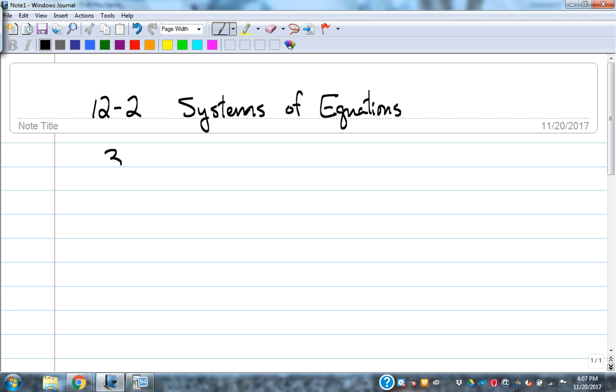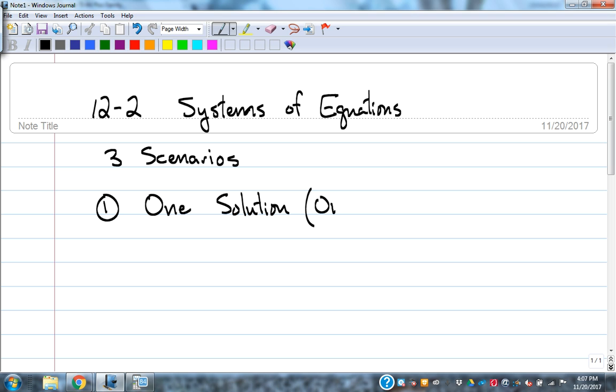All right. There are 3 scenarios with any system of equations, whether it's got 2 variables or 26 variables. There are only 3 scenarios that can happen. The first one, the most common, is that there's one solution. If you were graphing, that would be one intersection. We're not graphing, but if you were, it'd be where the lines cross. The second scenario is that there's no solution.